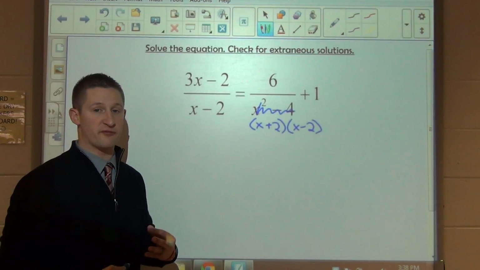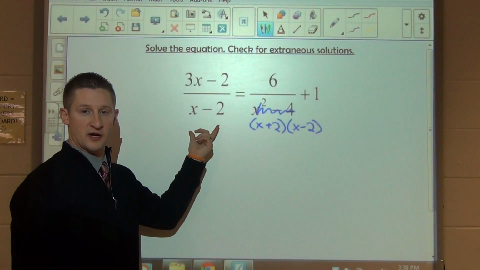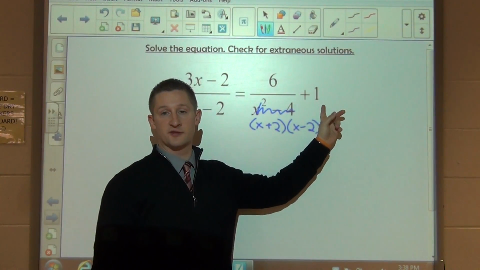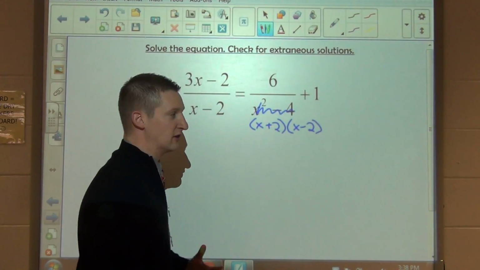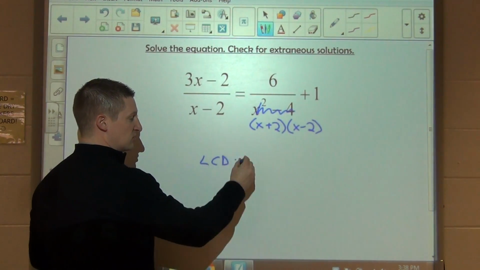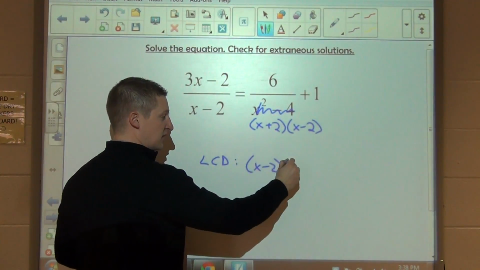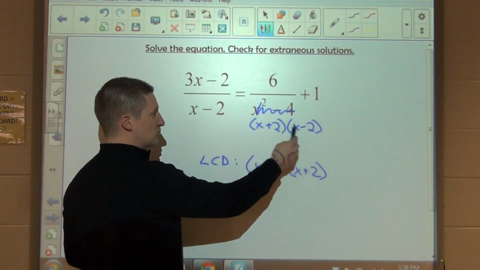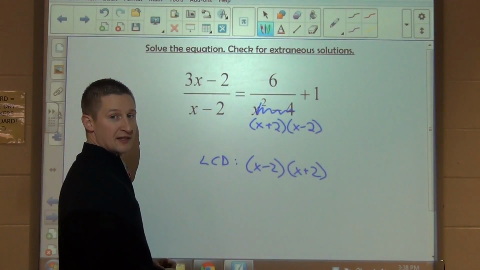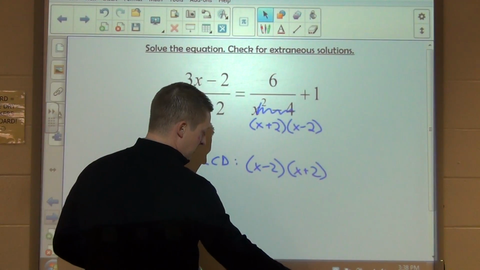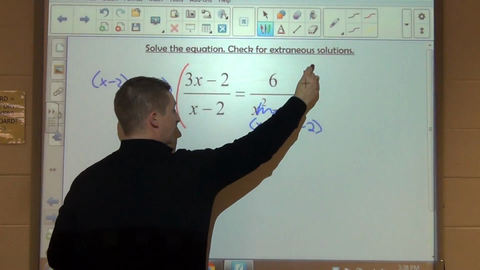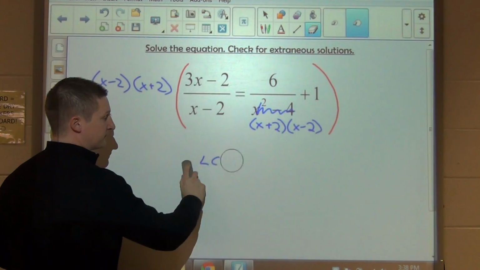So now looking at the three fractions that we have, one fraction has a denominator of x minus 2. The second has x plus 2 times x minus 2. And the third fraction just has a denominator of 1. So when we find the least common denominator of all three of these, I know that I will have to include an x minus 2. I know that I'll have to include an x plus 2. And this second x minus 2 is already covered by this denominator, so I don't need to repeat it. So these two factors are going to make up my least common denominator. So we're now going to multiply the entire equation by that least common denominator.